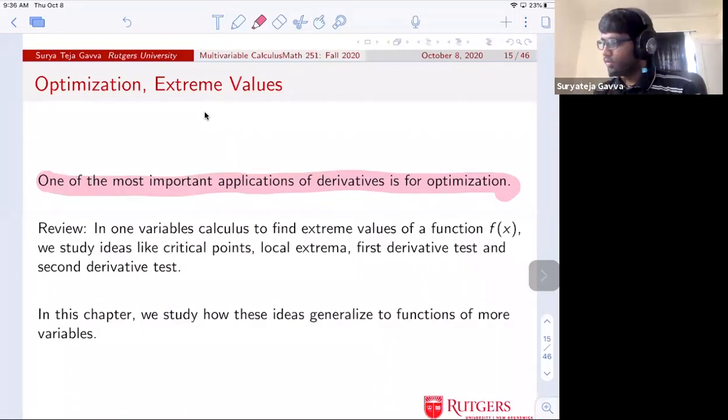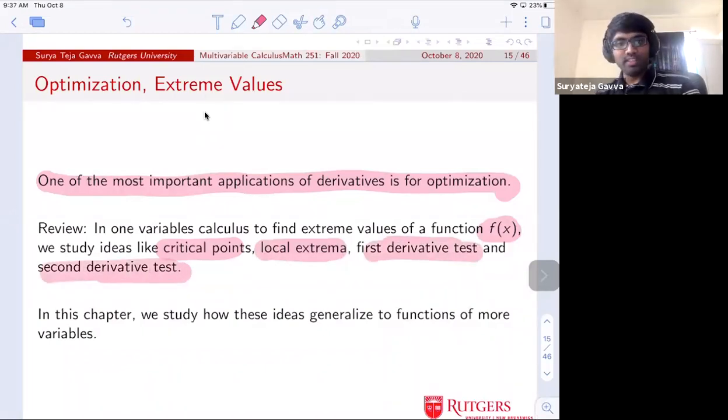So in one variable, there is just one variable that we have to maximize over. There's only one x as our input. We can only change one variable, and we want to understand the maximum value of the function. We did study those in your calc 1. We study things like critical points, local extremum, first derivative test, and second derivative test. So please review these.